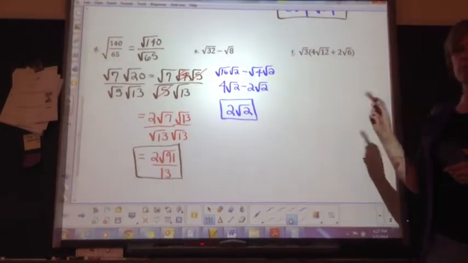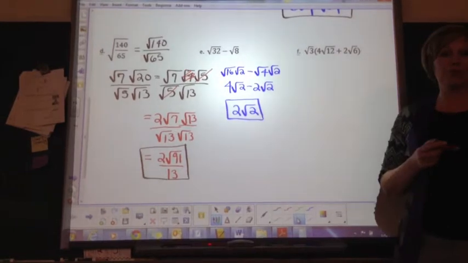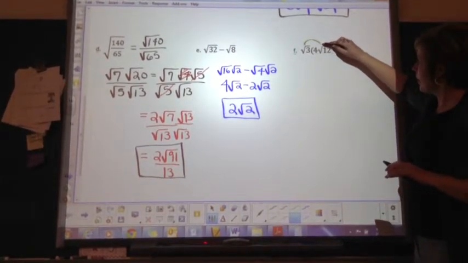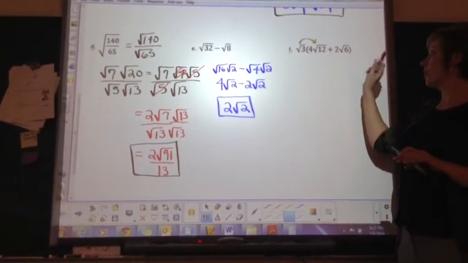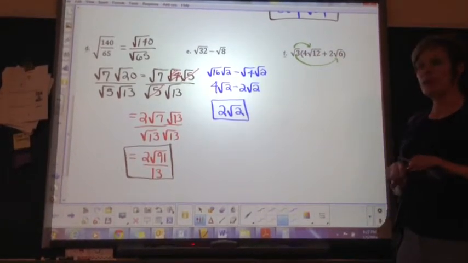This one is interesting. We have not done this at all yet. This is actually using the distributive property. We're actually going to distribute radicals. So I have the square root of 3 times the quantity 4 radical 12 plus 2 radical 6. So I'm going to distribute that square root of 3.